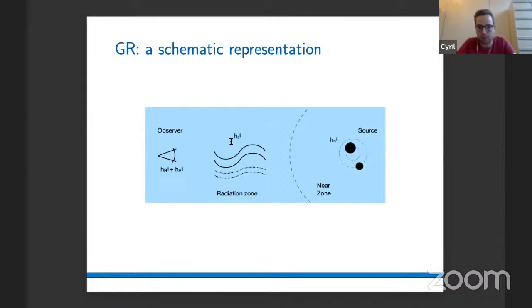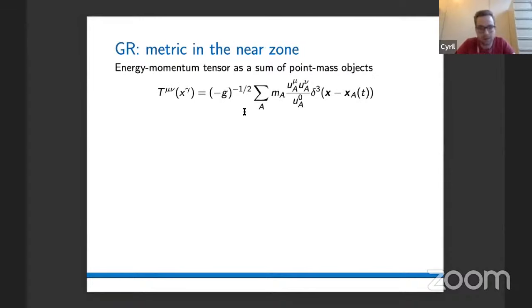And to find the gravitational field in the radiation zone, you do a retarded integral over the near zone. But instead of evaluating this integral at the observer position, you evaluate the integral at an arbitrary position in the radiation zone. So mathematically, it looks like this. Let's start with the near zone. We assume the energy momentum tensor for matter to be a sum of point mass objects. So in this case, two black holes. We have M1, M2, U1 and U2, the velocities of the two black holes. And here you have X1 and X2, the instantaneous positions of the two black holes.